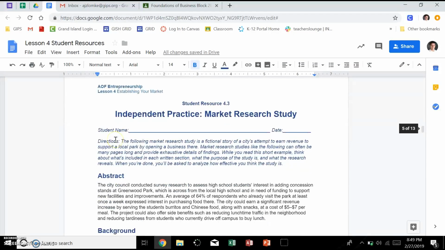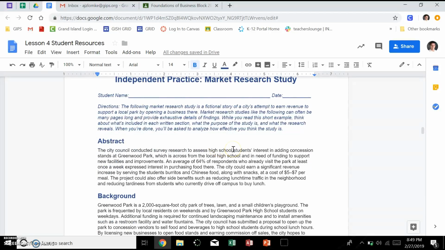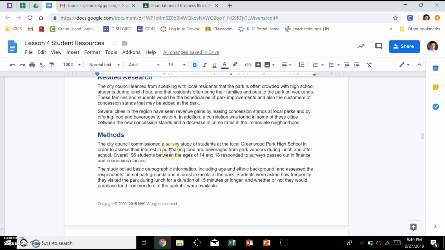If you scroll down in your lesson resources, in 4.3 there's a market research study. This item is a research study from some research that some people have actually done, and what they were trying to figure out is whether people would actually use some food vendors inside of a park to help raise money to support maintenance costs in the park. After research is done, you have to put it into a report so that people can read it and see your results in a written format.